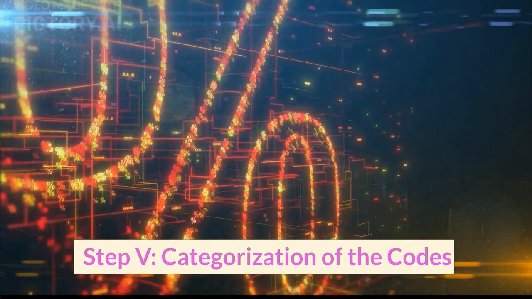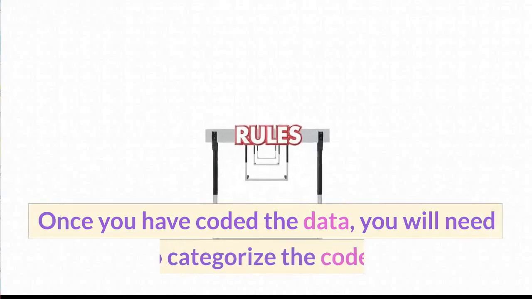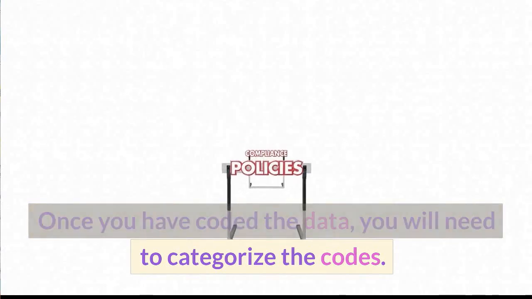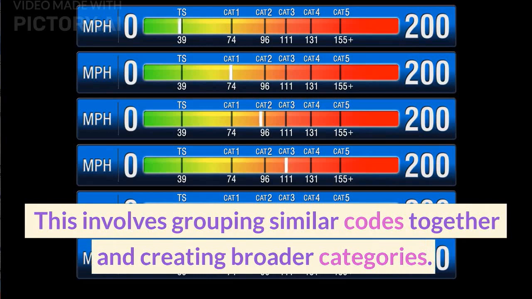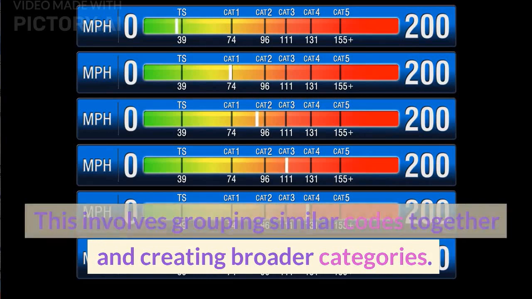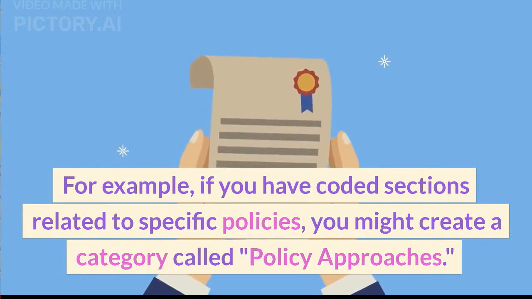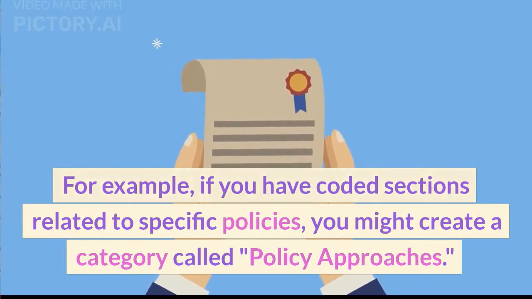Step 5. Categorization of the codes. Once you have coded the data, you will need to categorize the codes. This involves grouping similar codes together and creating broader categories. For example, if you have coded sections related to specific policies, you might create a category called Policy Approaches.